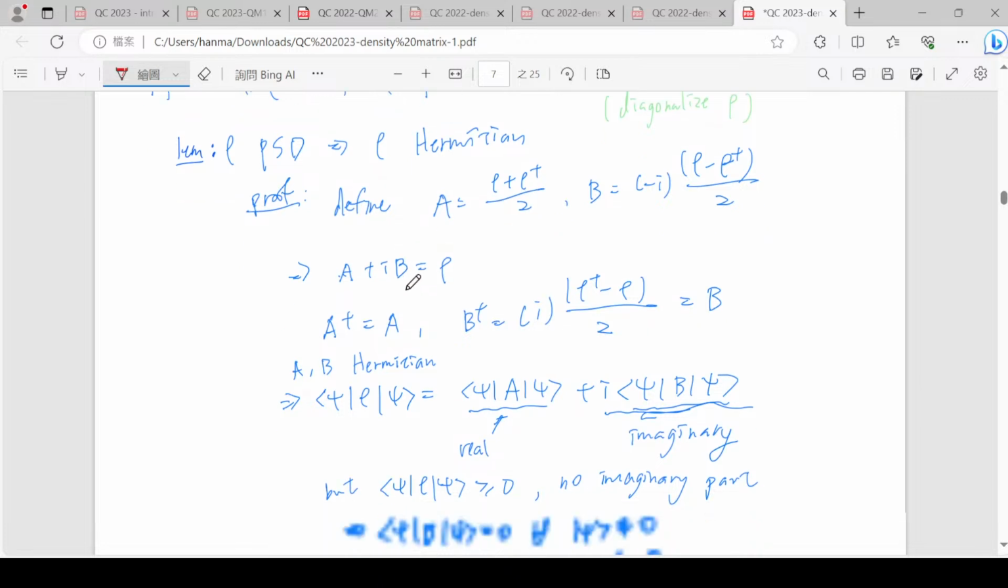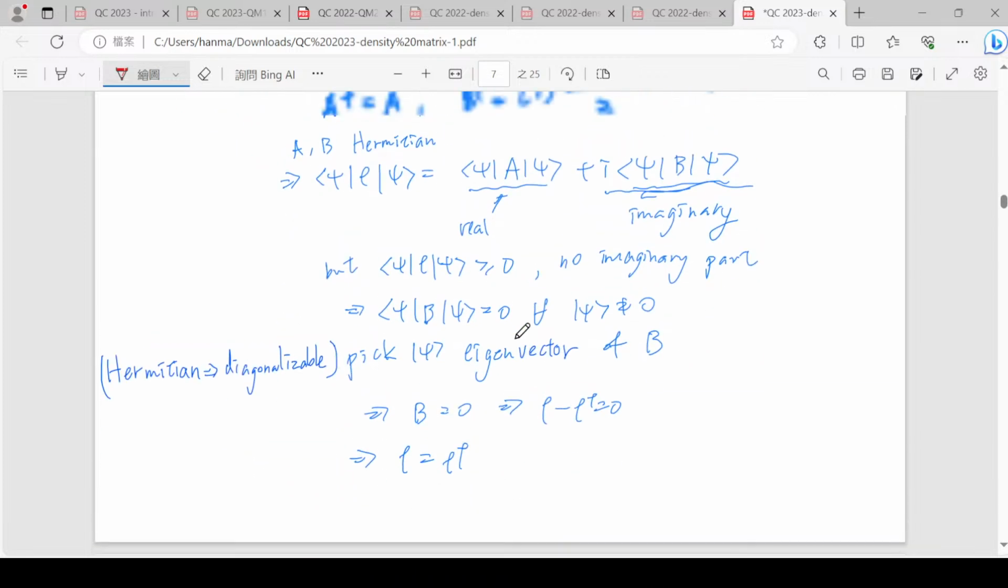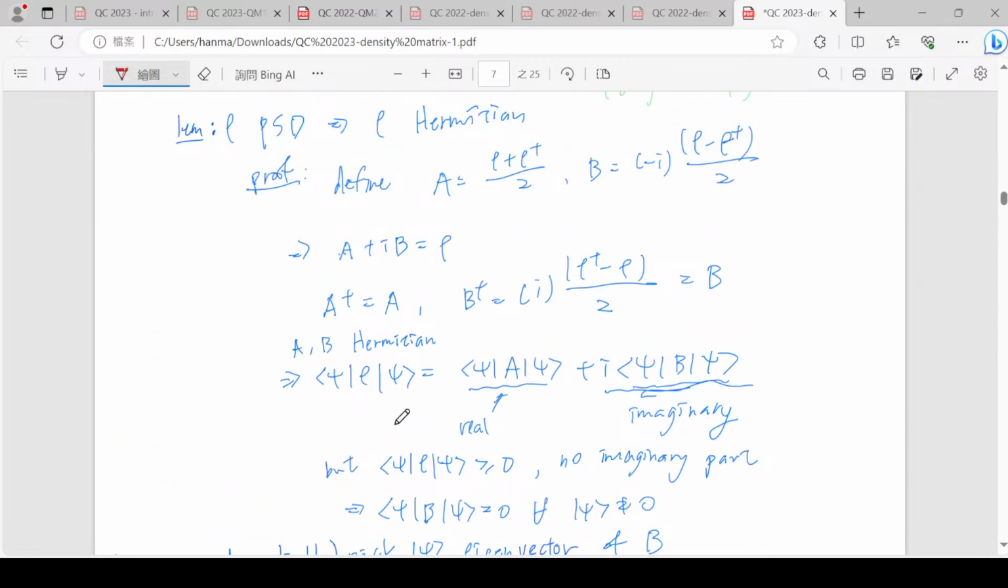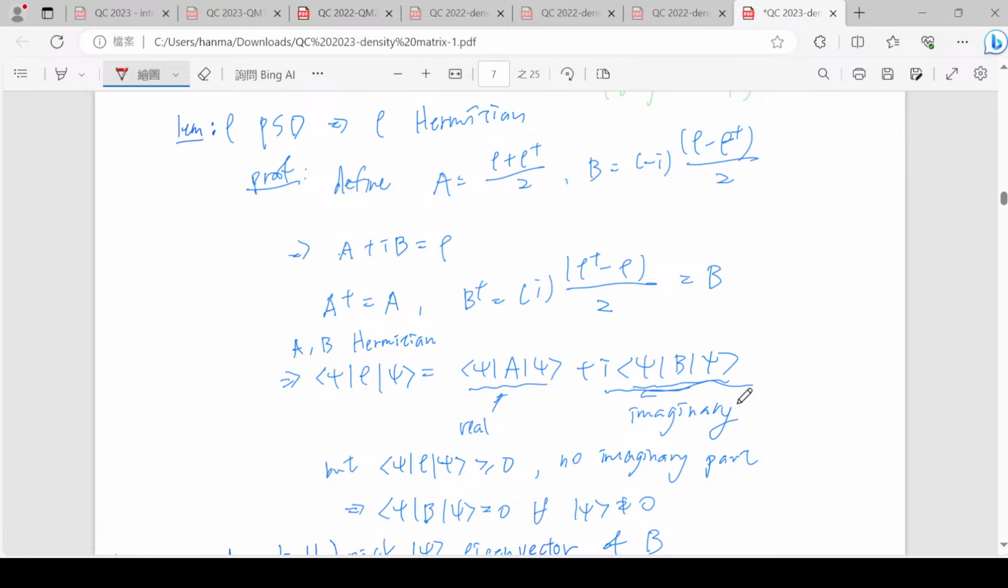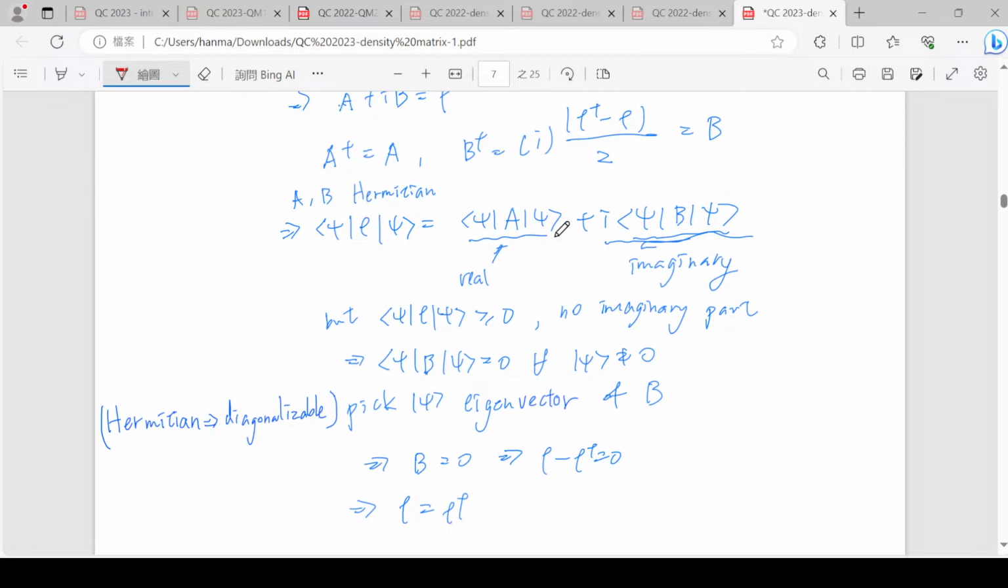Now we have the real part and imaginary part, and then you take the defining equation of a PSD matrix. You take the sandwiching, and you do it on the A part and the B part. Both of these sandwiches should give you a real number, but you have an i here, so this will give you a real number, and this gives you an imaginary number. But you know the number you got is real because it's greater than or equal to 0. When we write greater than or equal to 0, it means it's a positive real number, there's no imaginary part. So the B part should be 0 for every psi.